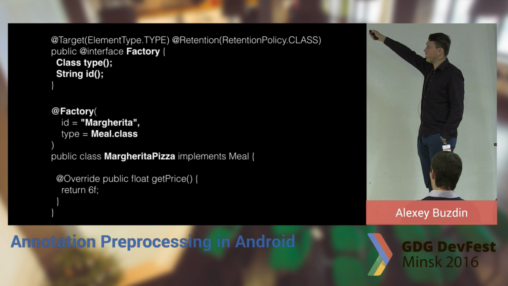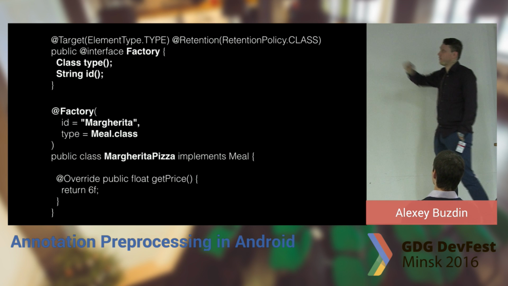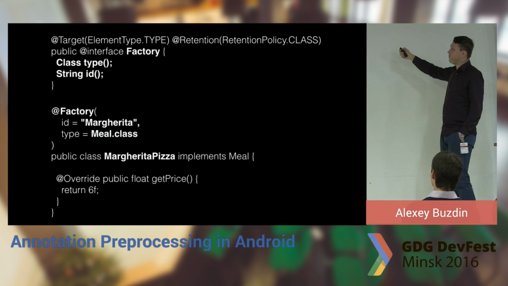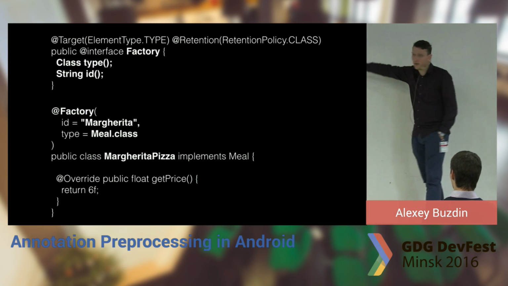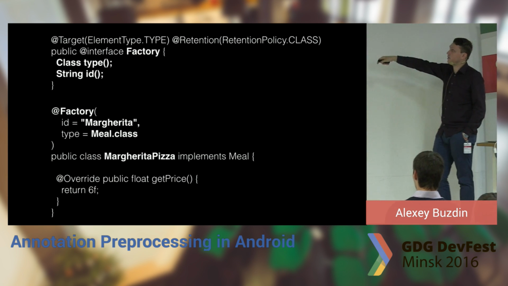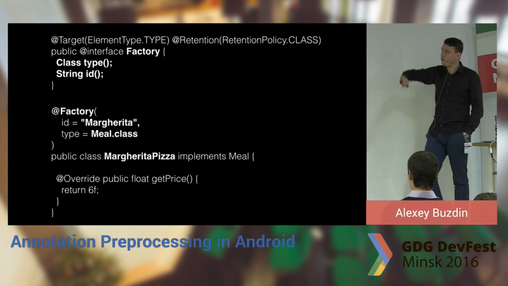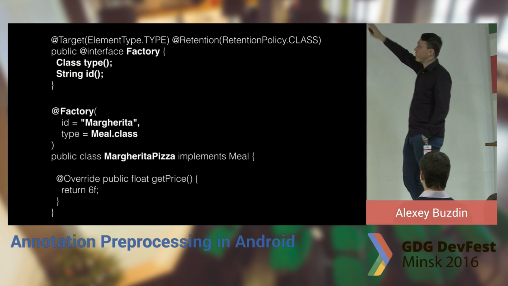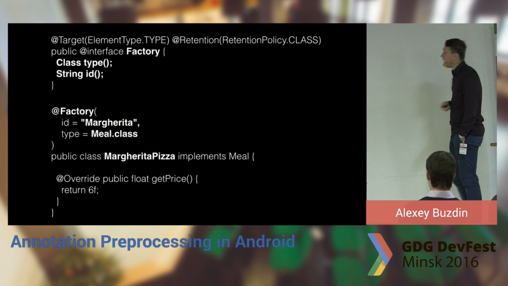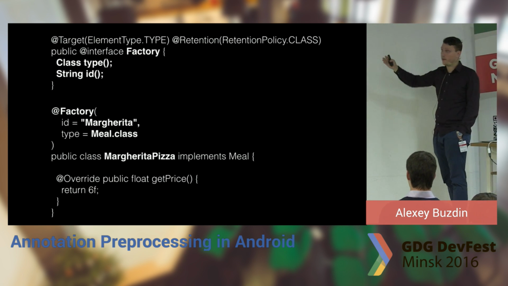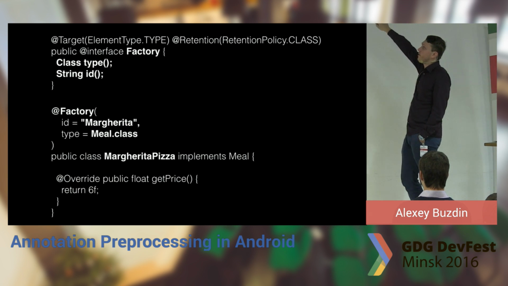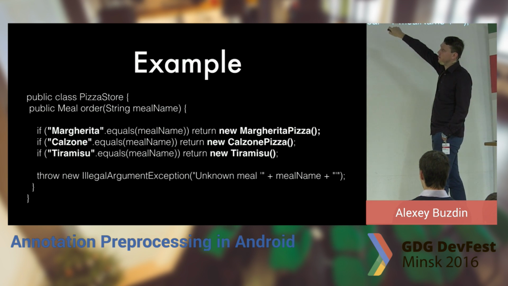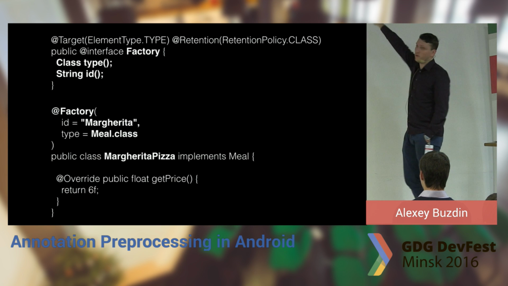OK, so we have this annotation, and we can put it on our MargheritaPizza class, which implements Meal. And this, for us, is everything we need to add MargheritaPizza to this if statement. We don't need to write anything else. Everything else should be constructed automatically. So now, this is the client side. Now let's dive into the annotation processor and how we can generate these if statements we've seen here from this kind of information.